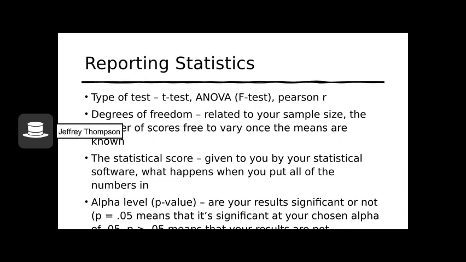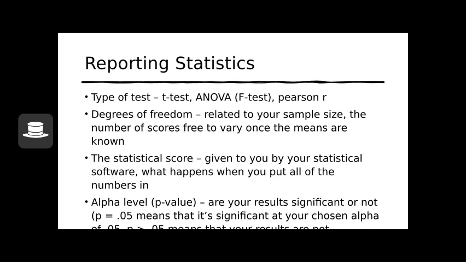So when you are reporting statistics, there are some things that you want to be aware of. You need to know the type of test that you're doing. Is it a t-test? Is it an ANOVA, sometimes also called the F-test? Or is it the Pearson R? You need to know your degrees of freedom, which are a number that are related to your sample size. Whatever statistical program you're going to use is going to give you your degrees of freedom. You're not going to need to calculate that by hand or anything like that.